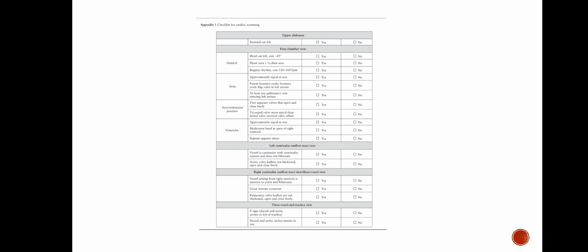This is the checklist of ISUOG during cardiac screening: four chamber view, RVOT, LVOT, etc.